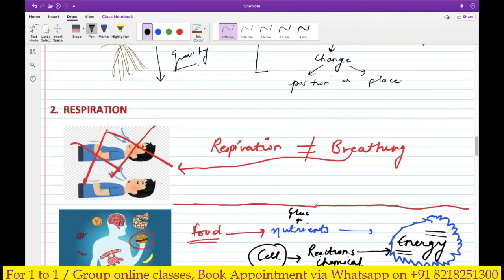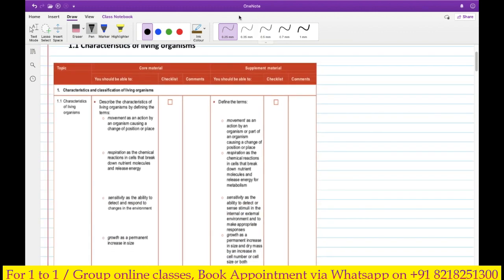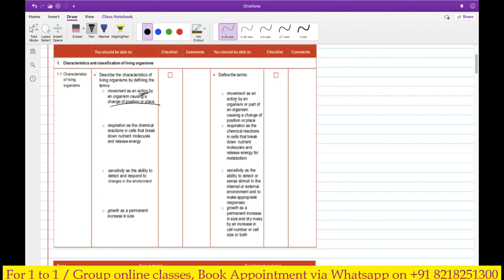And as I said, after the end of the chapter, we'll be simply seeing in the syllabus what all we have done. So we can see movement: it is the action by an organism. I talked about it, action is the keyword, action by an organism causing change in place or position, right? But if I talk about the supplementary portion, you can see over here, this is the movement: action of an organism or a part of an organism. Part of an organism was basically for the plant. So yes, we have done the definition.